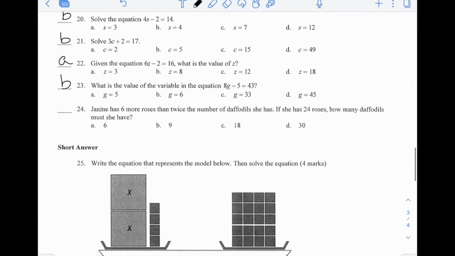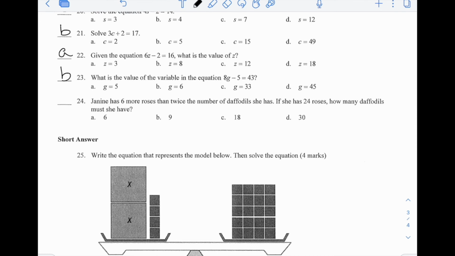All right. Janine has 6 more than something, so it's going to be something plus 6. 6 more than twice the number of daffodils. So we don't know the number of daffodils. So twice the number of daffodils, and 6 more than those. She has 24 roses. Okay, so now I've got to solve this.